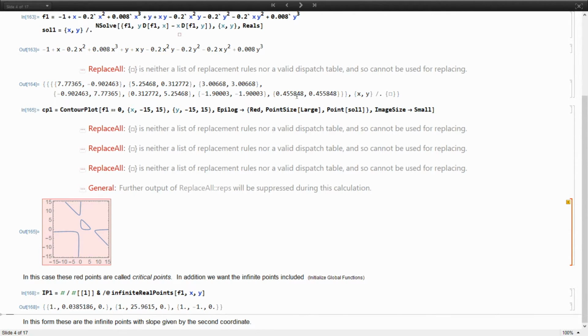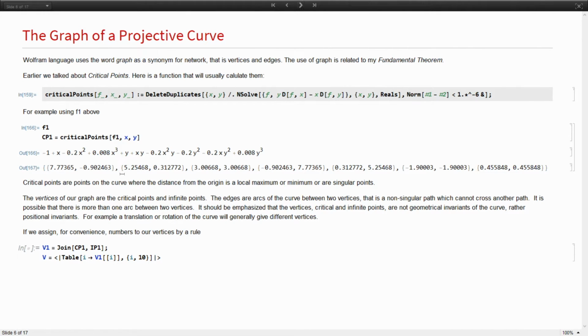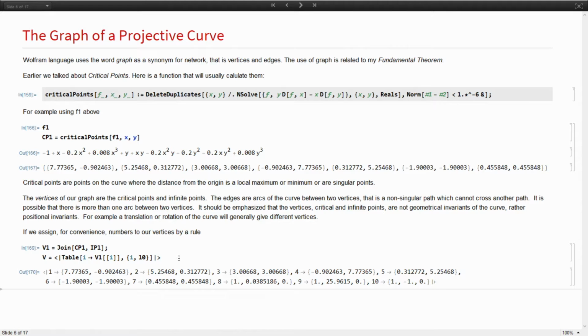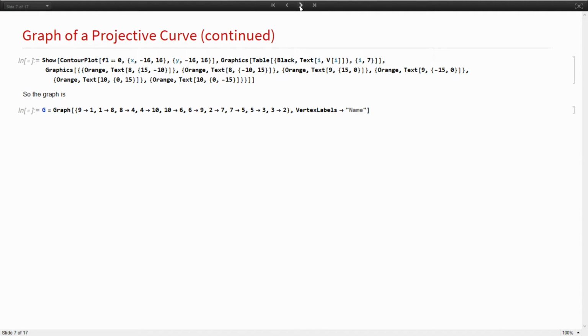Now let's go to where we were, and we get a nice picture of that. We're going to make an association, or a rule, that will assign numbers to these various points so we can plot them nicely. And there's my association. Now I'm going to go to the next page. And here's my contour plot. I can make a contour plot.